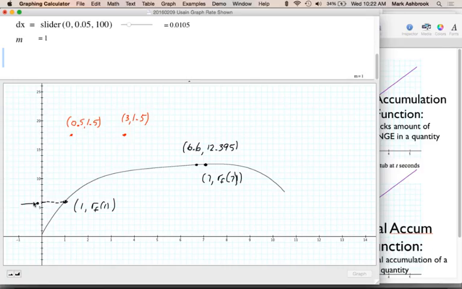So that y value, can you stop kicking the desk? Can you stop kicking the desk? Thanks.